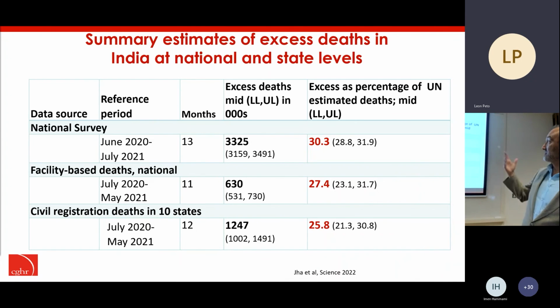So just to summarize, what do these mean? Well, from these studies, if you look at the last column, it's the excess deaths that occurred.